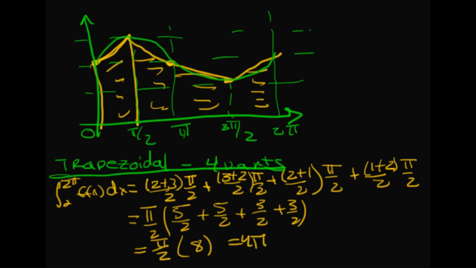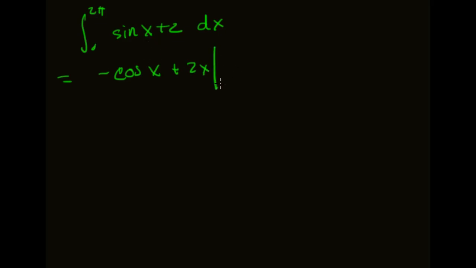I don't expect you to know this at this point, but I'm actually going to write it out so you can see that these estimates are actually accurate. Okay, so if I solve this problem, the integral from 0 to 2 pi of sine of x plus 2 dx, by the fundamental theorem of calculus, I have to take the antiderivative here. The antiderivative of sine is negative cosine. The antiderivative of 2 is 2x. You can check for yourself that the derivative of this will be that. And I'm evaluating this on 0 to 2 pi.